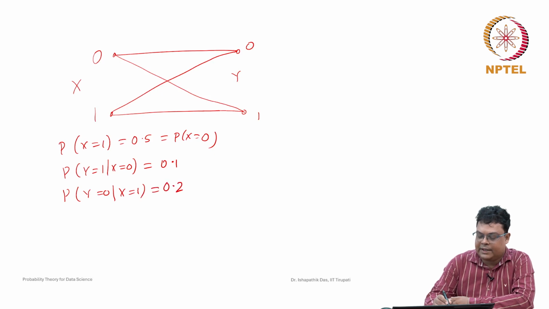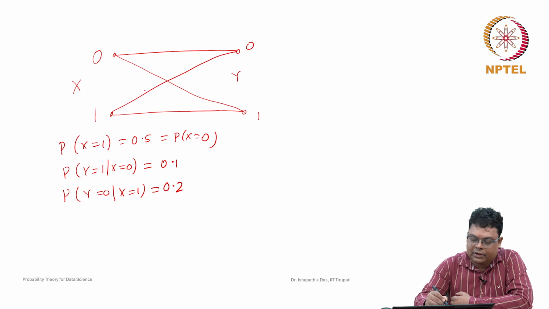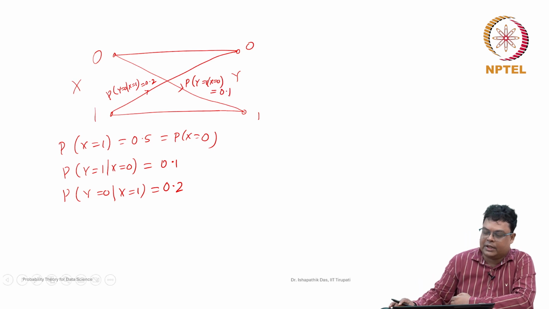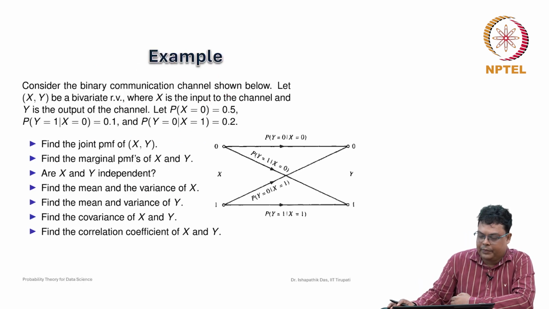So, whenever x is on, there is a possibility that y can be off. So, this probability of y is equal to 0 given x is equal to 1 is nothing but 0.2, and the probability that y is equal to 1 given x is equal to 0 is nothing but 0.1. So, this is the information provided. Find the joint probability mass function of x y.